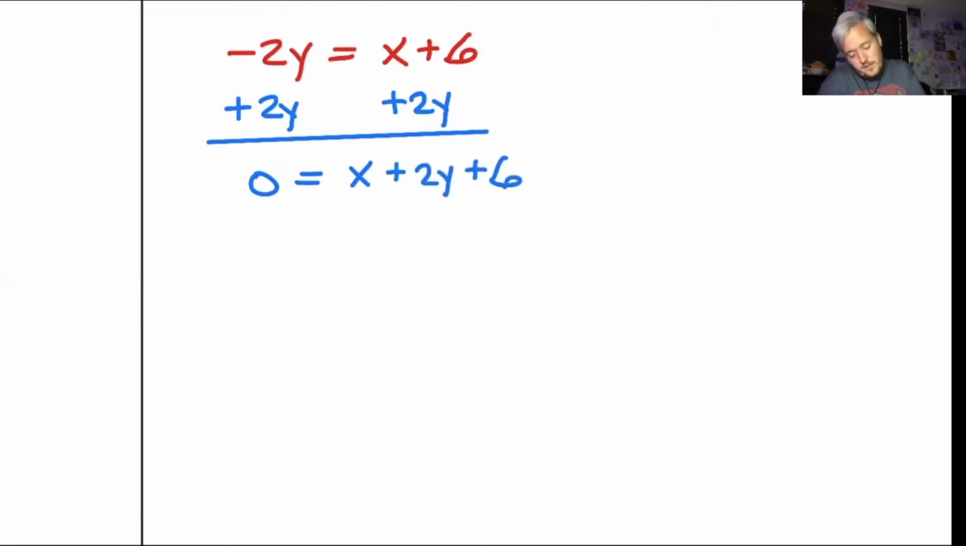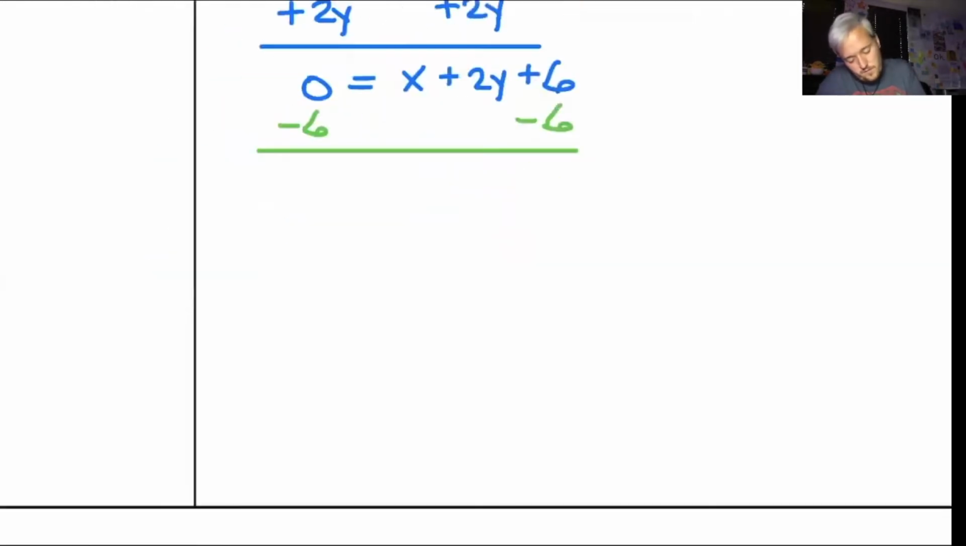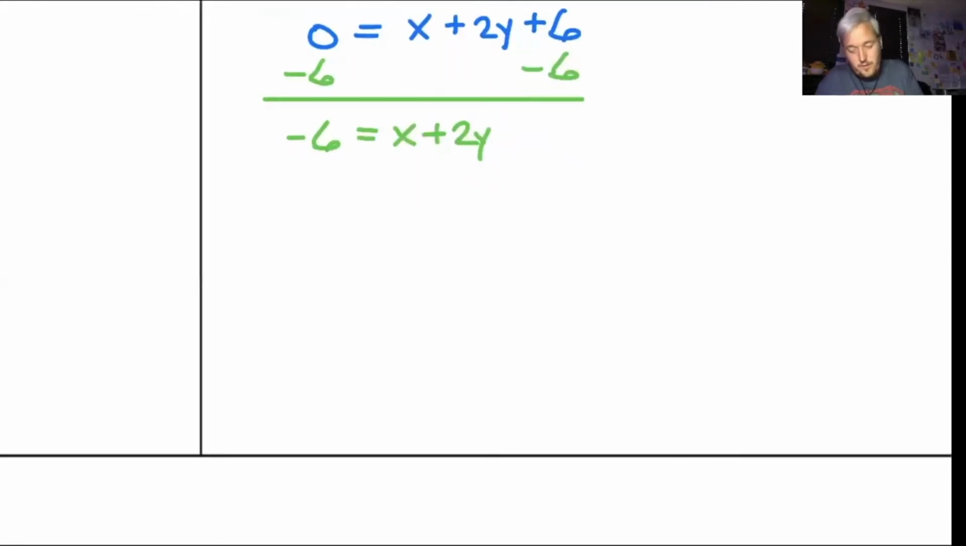Now I need to move the 6 to the other side, so I'm going to subtract. Oh my gosh, that line is crooked and it's going to bother me. There we go. All right, so we have negative 6 equals x plus 2y. Now I'm going to flip it over. So x plus 2y equals negative 6. And there's our standard form equation.